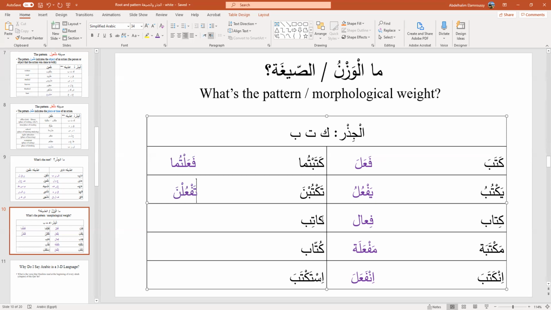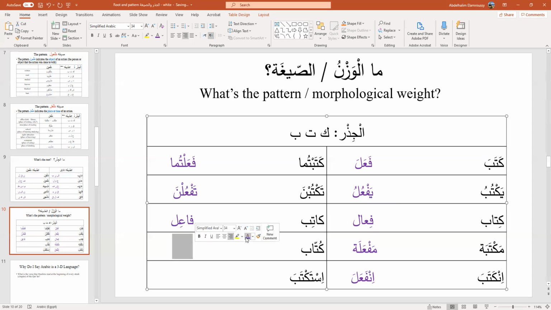كاتب, okay, that's an easy one. Again, replace the R1, which is the kaf, with the fa. Replace the ta, which is R2, with the ayn. Replace the ba, which is R3, with the lam, and everything else stays as it is. So katib, fa'il. Next, kuttab. Okay, you can guess it. Kuttab, fu'al. Okay, that's right.